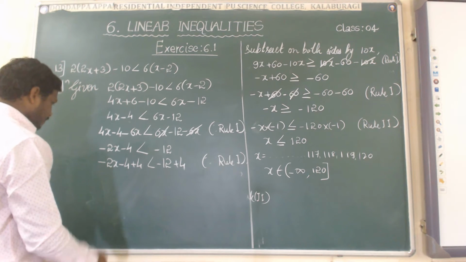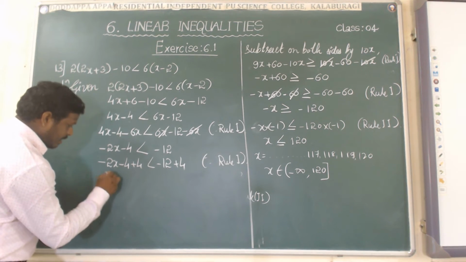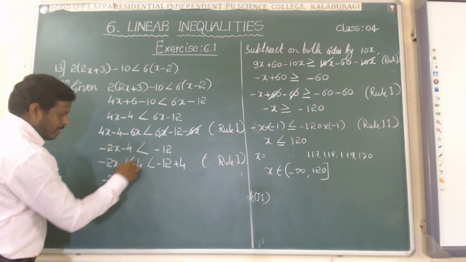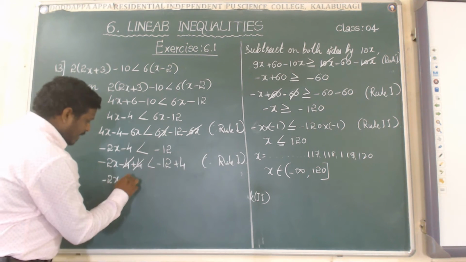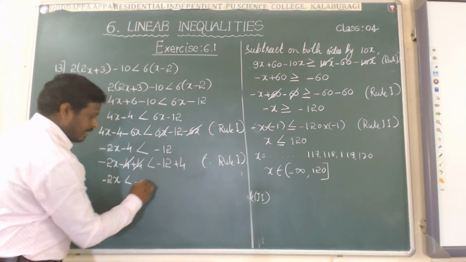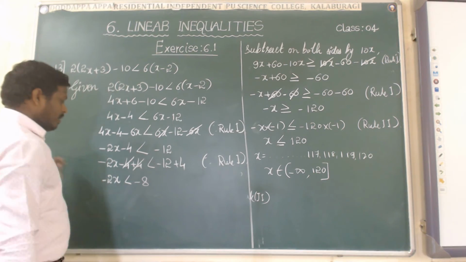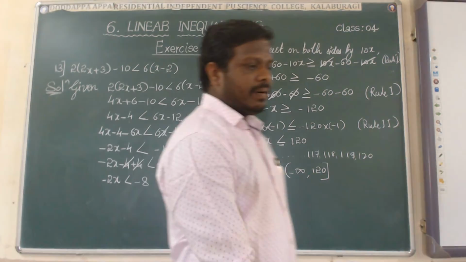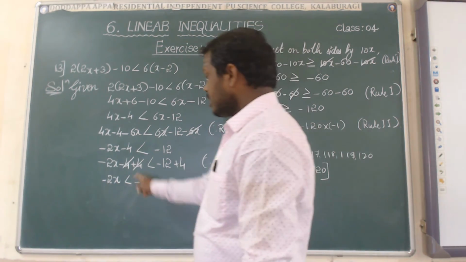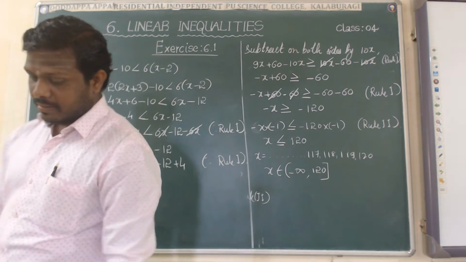Okay, simplify. The single term is minus 2x, as usual. The minus and this plus become 0. Simplify, and you will get minus 8 here. Yes, the last statement is minus 2x is less than minus 8.